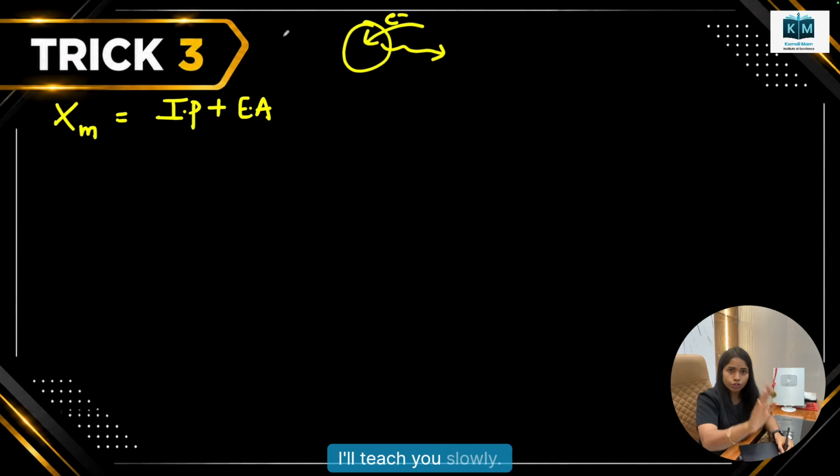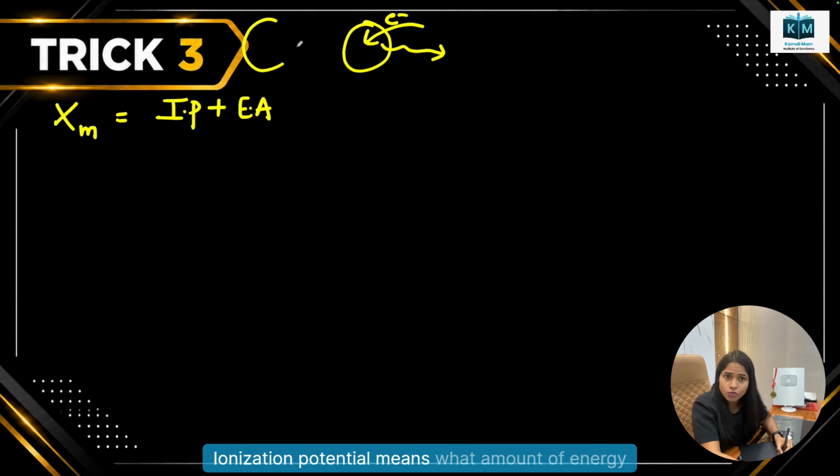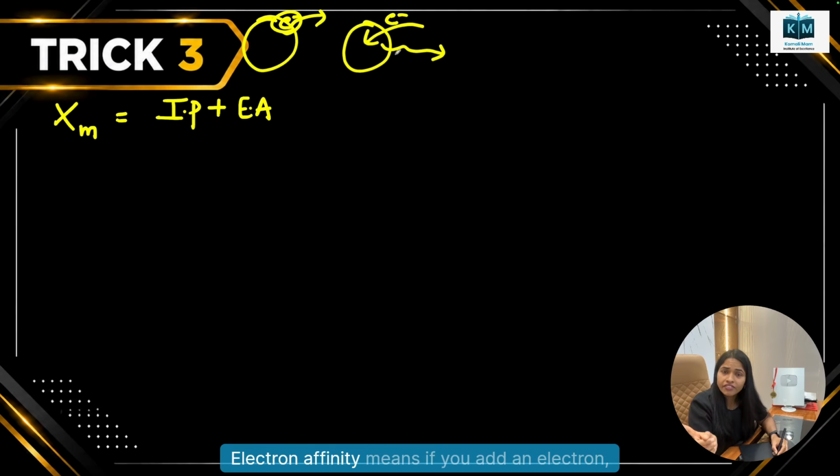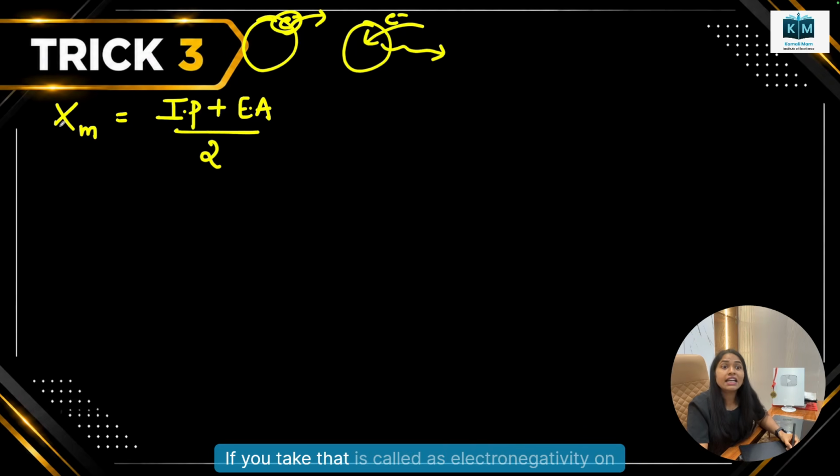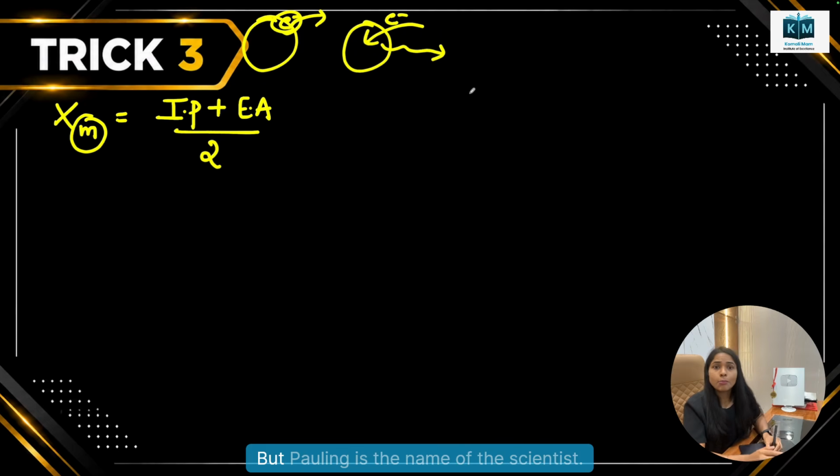Usual class, I'll teach you slowly. Ionization potential means the amount of energy required to remove an electron. Electron affinity means if you add an electron, some energy is released. The average of these two is called electronegativity on the Mulliken scale. But Pauling is the name of another scientist.